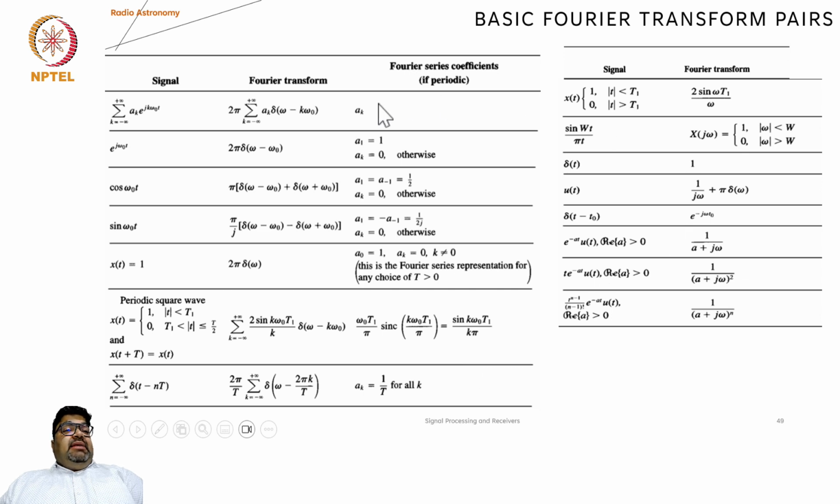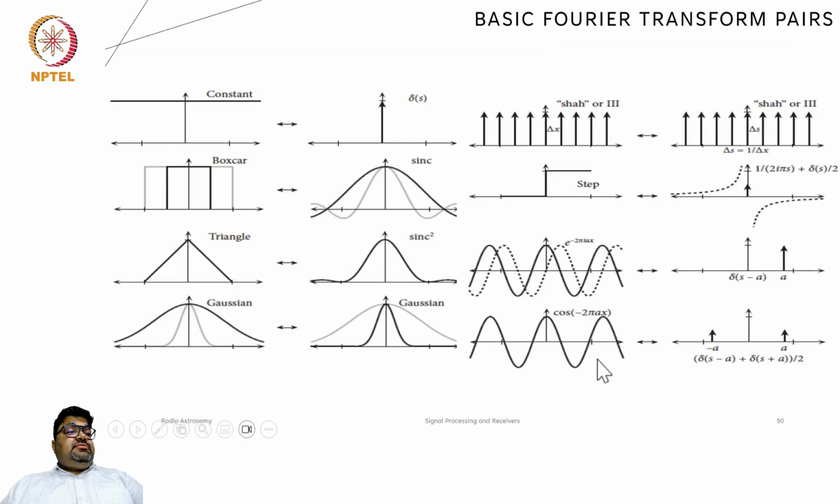Here are some other Fourier pairs for your reference and use. A constant goes to a delta function, a boxcar function goes to a sinc, a triangle function goes to a sinc squared function, and a Gaussian goes to a Gaussian. But an interesting feature is that a Gaussian with a wider width goes to a narrower Gaussian in the Fourier domain, and vice versa.